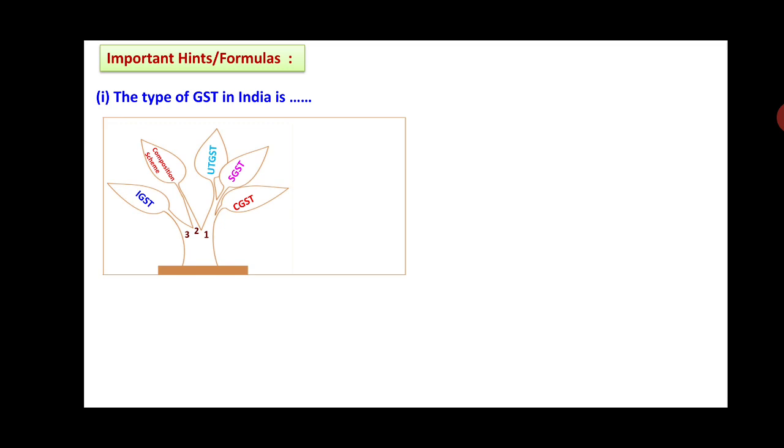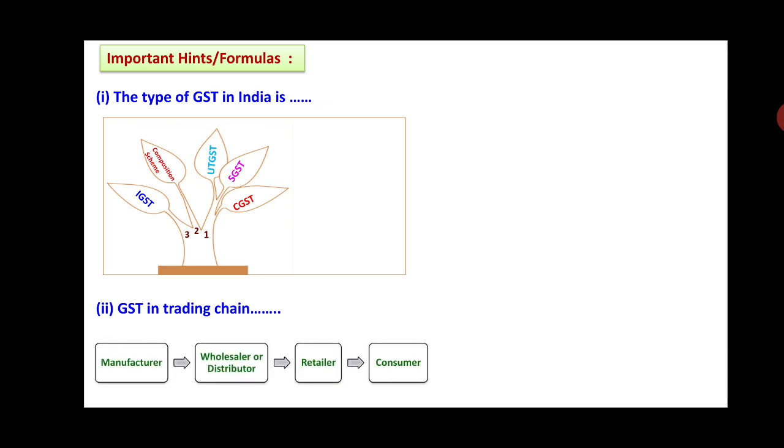First, the types of GST in India, you must know: CGST, SGST, UTGST, composition scheme and IGST. Secondly, GST in the trading chain. The pattern is like this: manufacturer to wholesaler, wholesaler to retailer and retailer to consumer. This trading chain you must know.